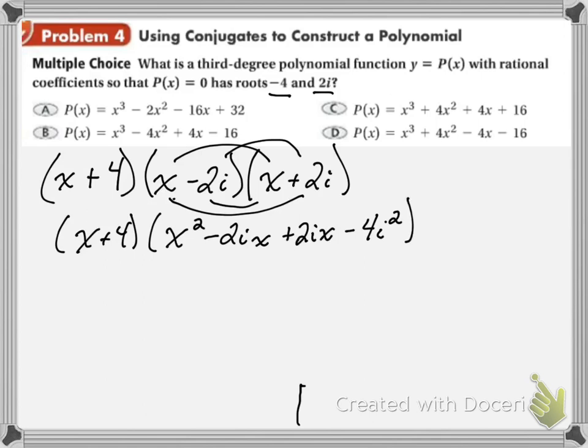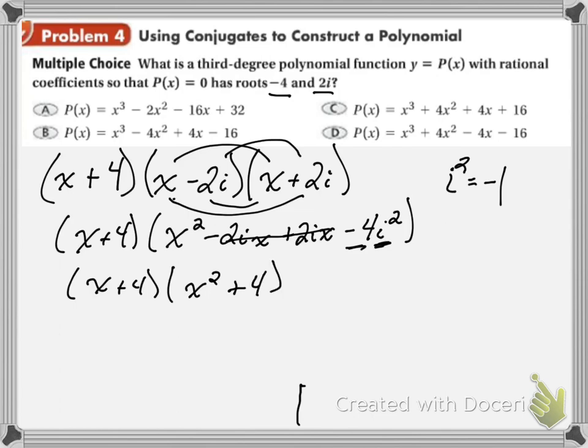Well, going back to what i's were, this is gone, so that's what we wanted to do. We get x plus 4 times x squared, and then you have minus 4i squared. But remember, because of i squared, we know that that really equals negative 1. Well, we have negative 4 here times negative 1, which gives me plus 4. So let's finish it off.